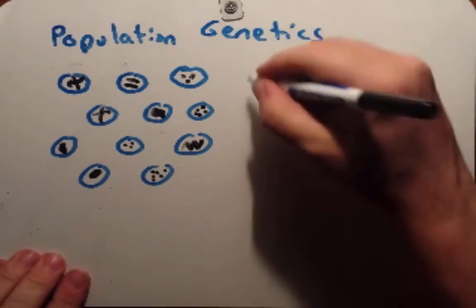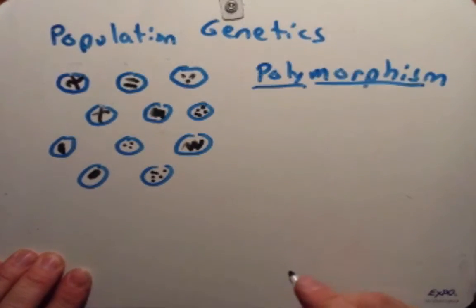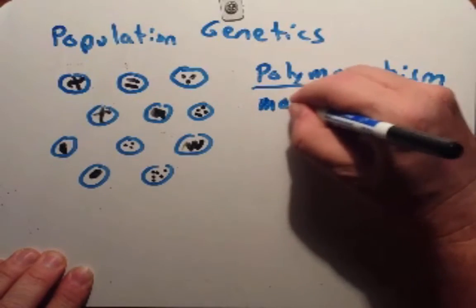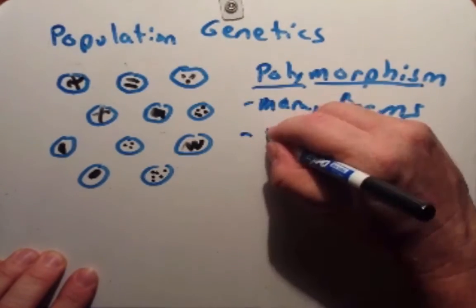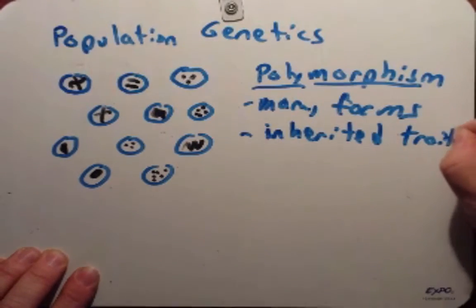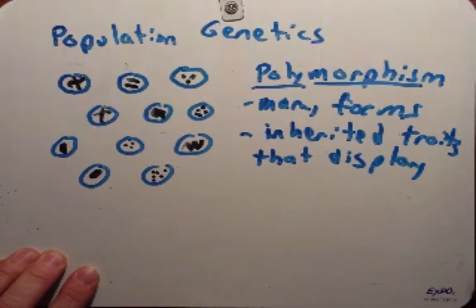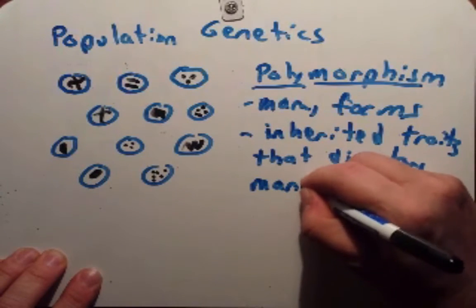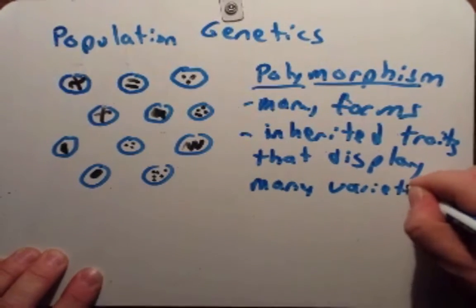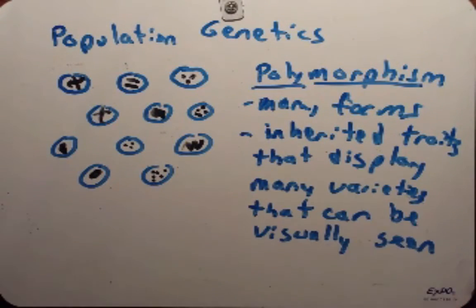And we call this a polymorphism. Essentially, this means many forms. I'll write many forms down. And these you can also think of as inherited traits that display many varieties that can be visually seen. So as we look at this and we take a closer look, we can see there are some differences. So why do we see these different polymorphisms in this population?